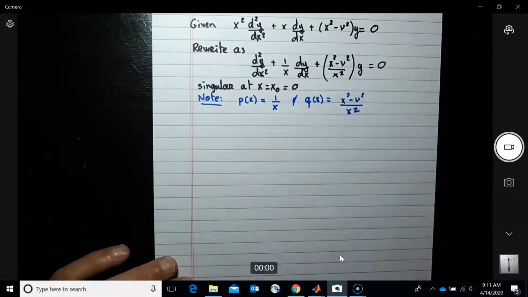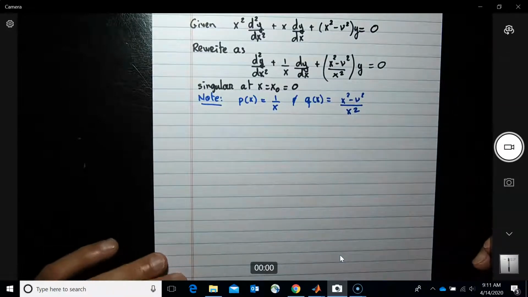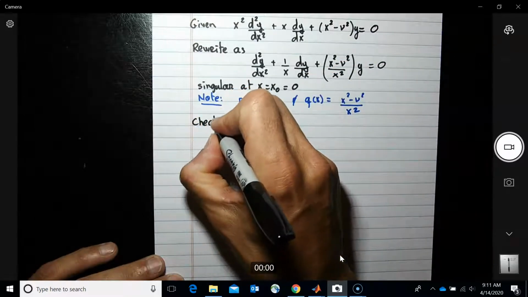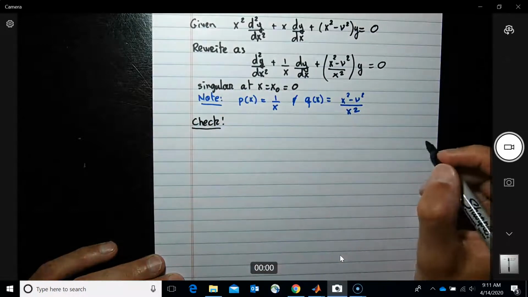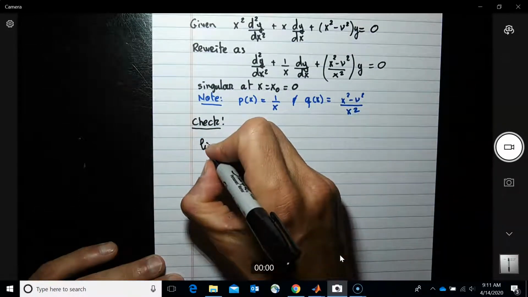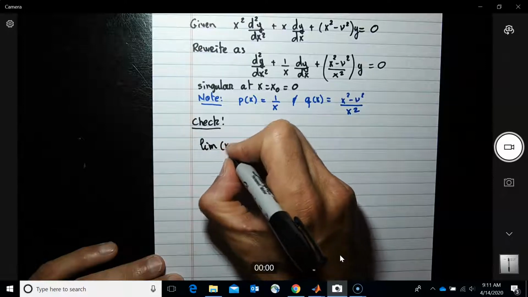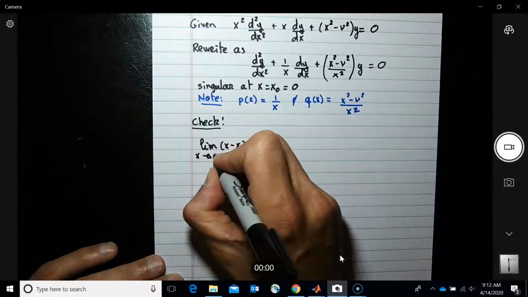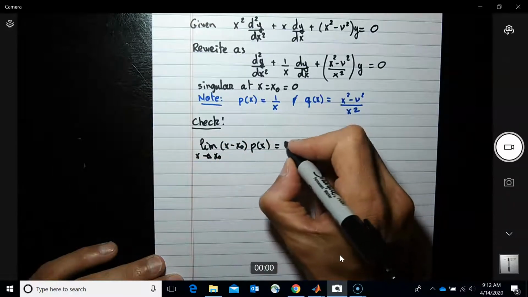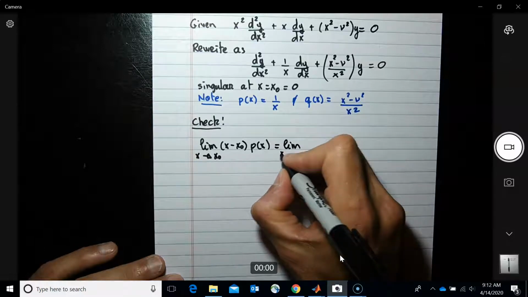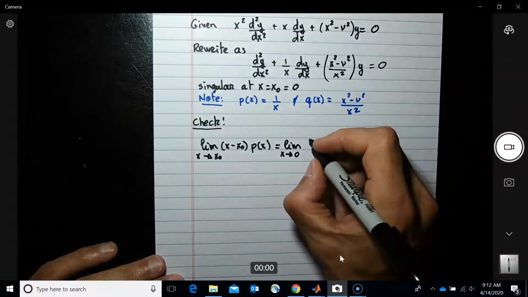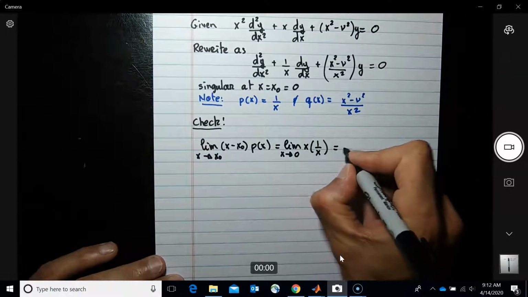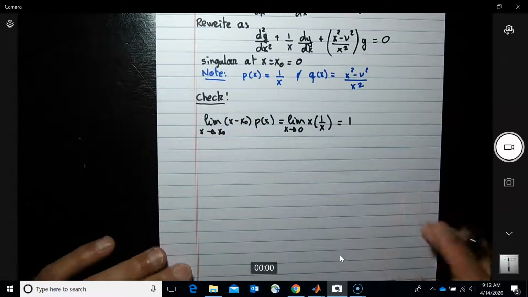All right, so let's check if we can apply the Frobenius method. In order to do that, what we need to do is the limit of (x minus x sub naught) times p of x when x goes to x sub naught. This limit needs to be finite. So that means the limit when x goes to 0 of x times 1 over x. That limit will be 1.